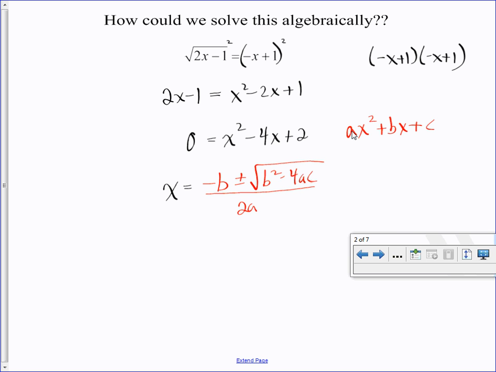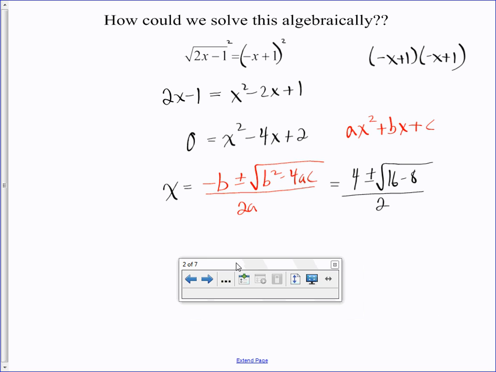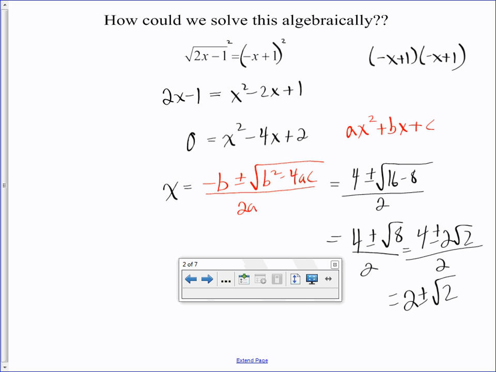In this case, minus b would be 4, plus or minus the square root of b squared, which would be 16, minus 4 times 1 times 2, which is 8, all divided by 2 times a, which would be 2. And just simplifying that, 4 plus or minus the square root of 8 over 2. Well, the square root of 8 is 2 root 2. And so now we can divide everything by 2, and we get this as the answer.